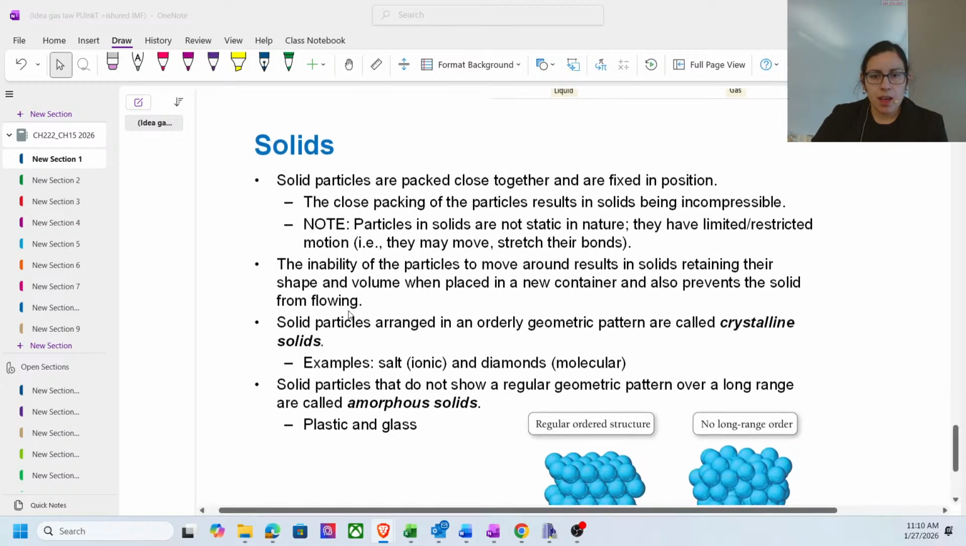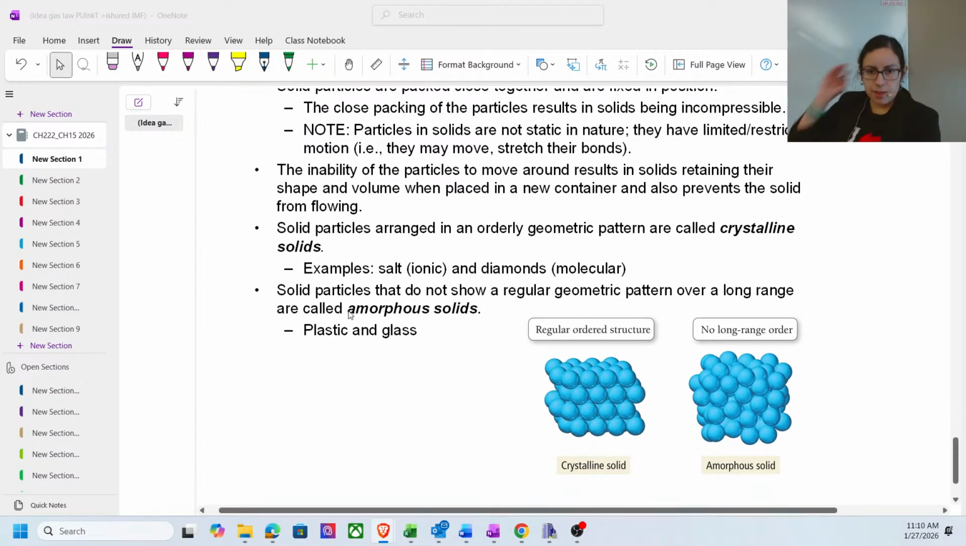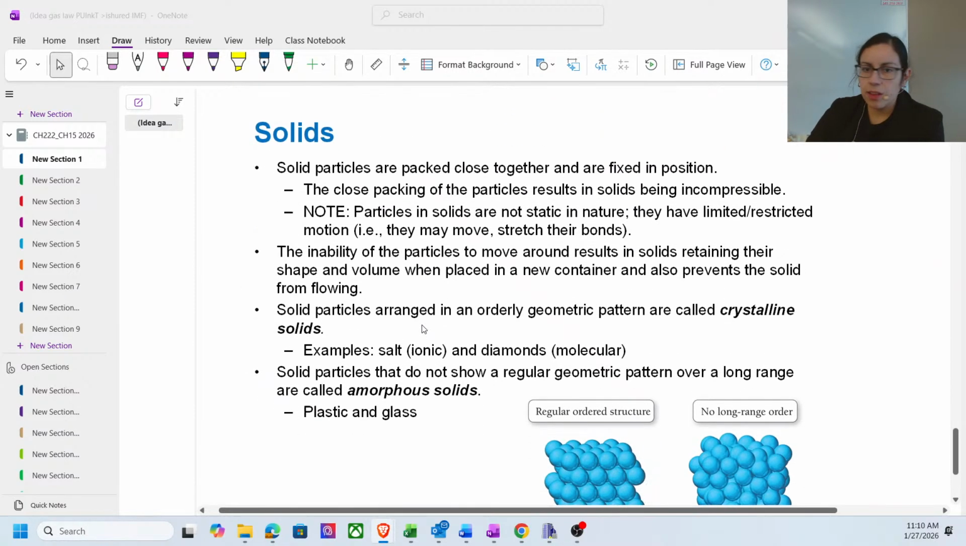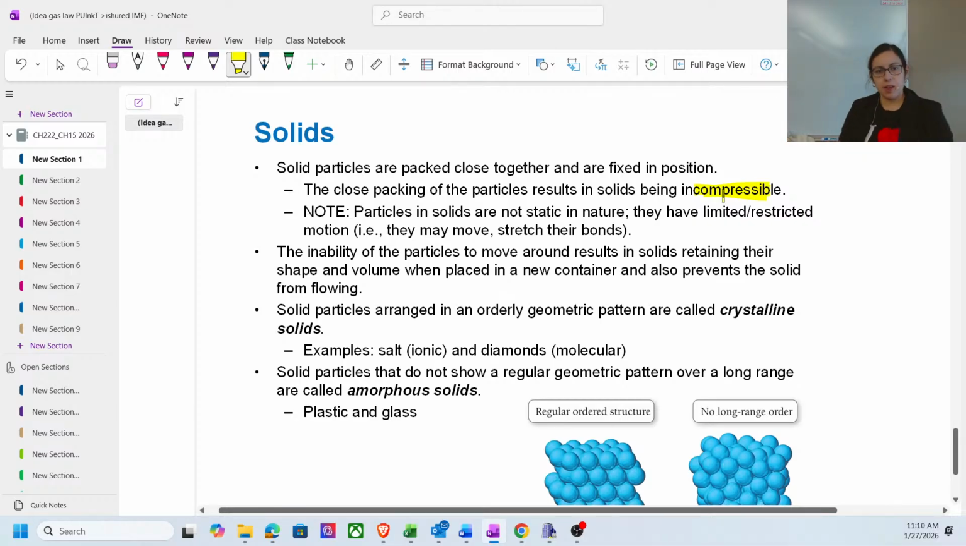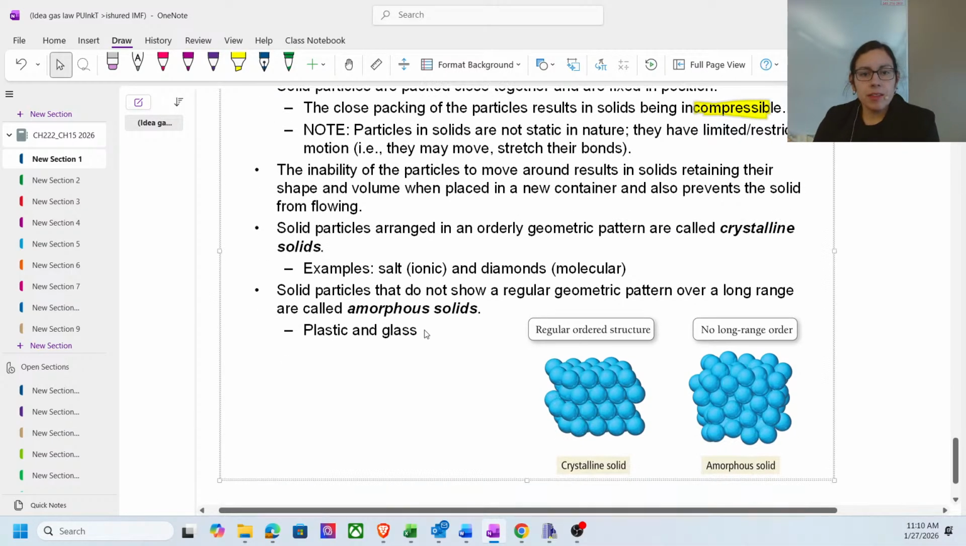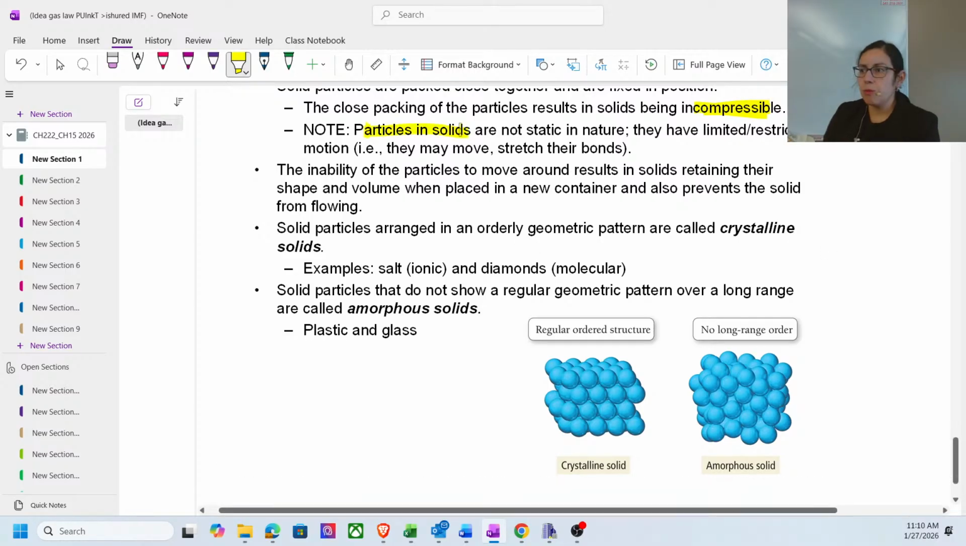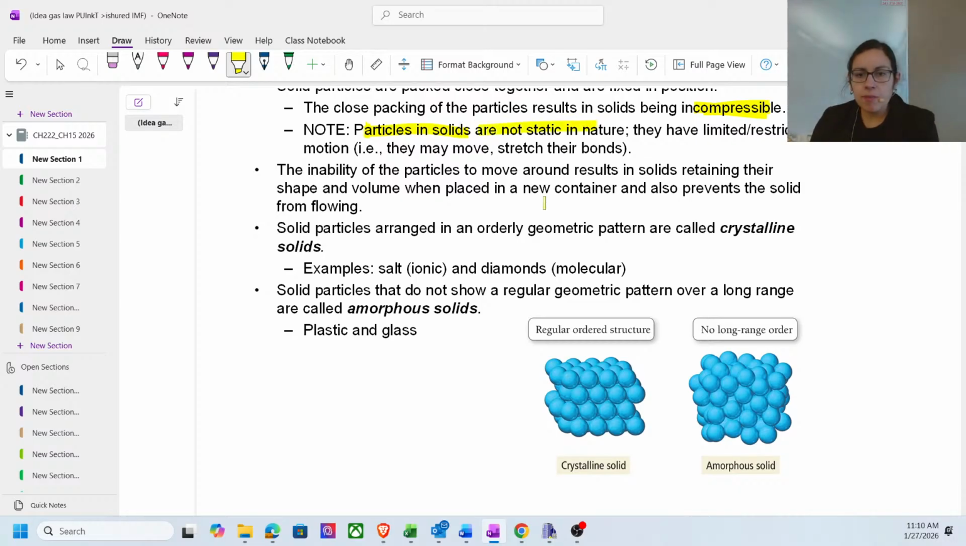Looking at solids, we'll look at some crystalline solids and get into a little bit of those properties. Solids, of course, pack close together, and again, solids are incompressible, right? They're packed. And this is a reminder: even though we say they don't move, they're still waggling and vibrating. So they're not completely static in nature. They still have motion, stretching of bonds, some sort of rotational freedom. So there's still movement going on.